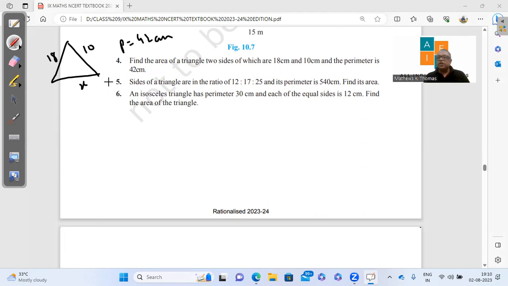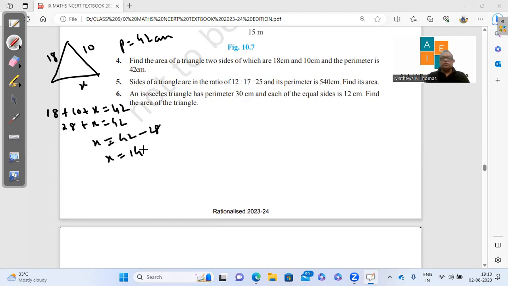So first of all, we need to find out the third side. So we know that perimeter is sum of all the 3 sides. The total is coming 42. So 28 plus X is 42. X is equal to 42 minus 28. So X is equal to 14. The value of X is 14. That means this is the third side. That means our triangle is having sides 18, 10, and 14. When you add this up, you should get 42. So now we know ABC, the 3 sides we know. So we have found out the third side.